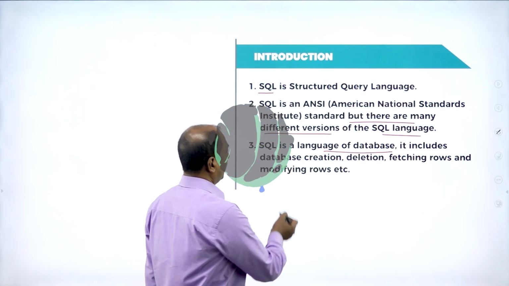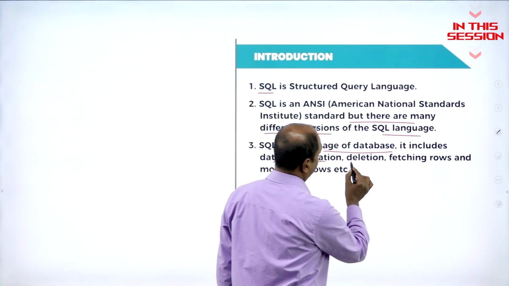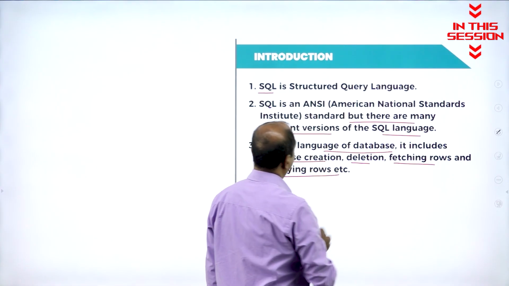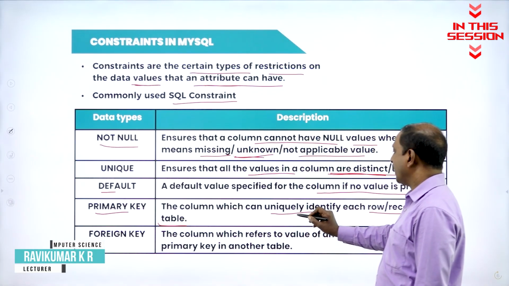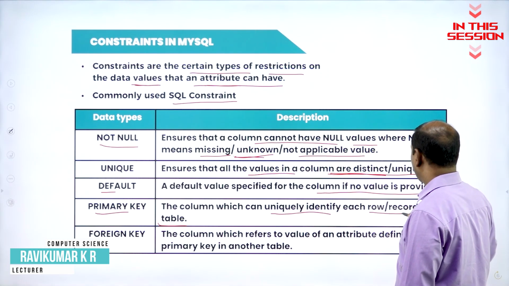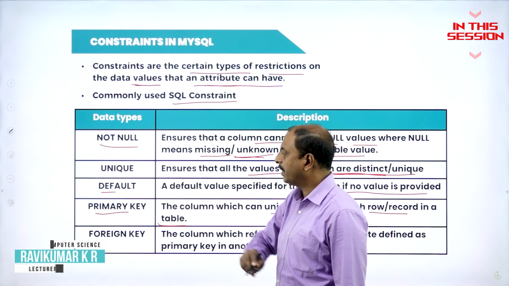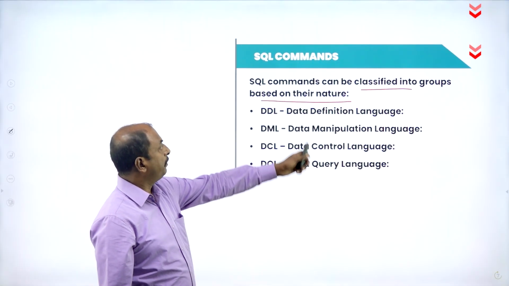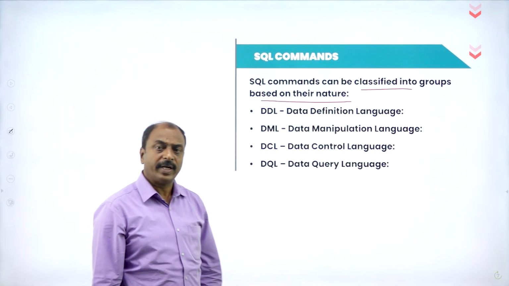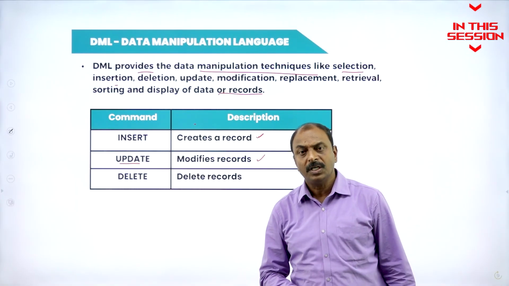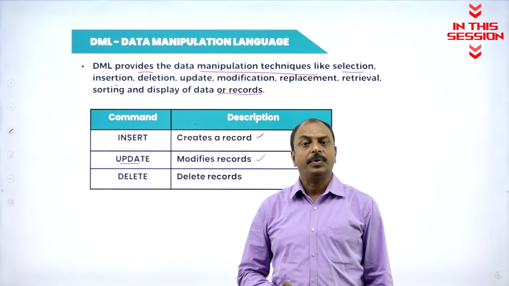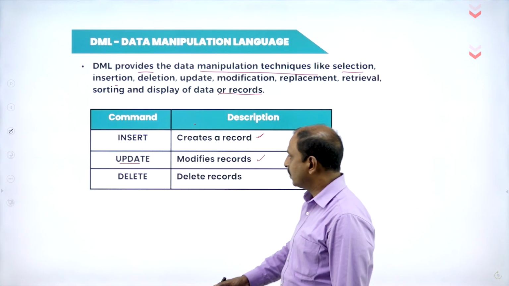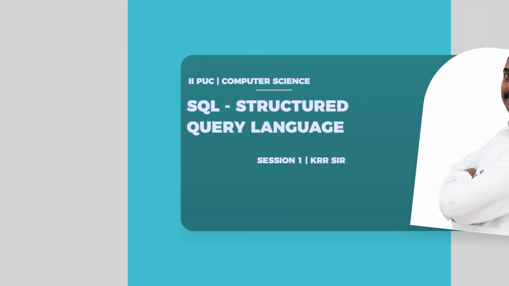It includes database creation, database deletion, fetching rows and modifying rows, etc. The column which can uniquely identify each record in a table is called primary key. These are all 4 types of SQL command based on their nature or function. What is modification? Here any value of a particular record has to be changed or modified, then we can make use of update command.